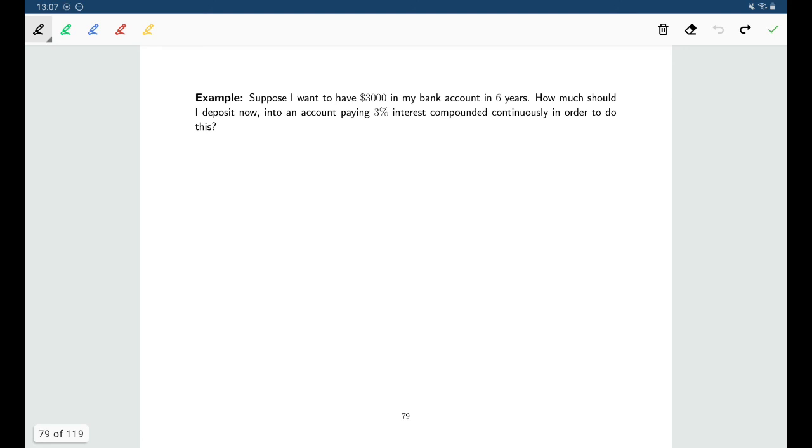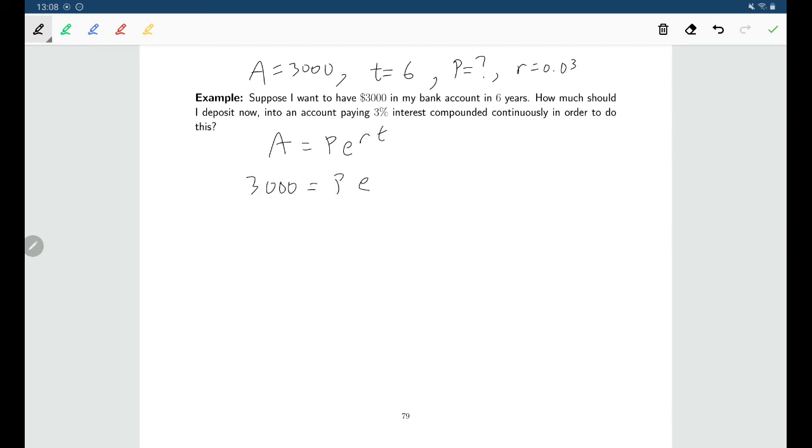All right, let's do one more. I want to have $3,000 in my bank account, so I want my final amount in the bank to be $3,000, and I want this to happen after 6 years. And I want to know how much I need to deposit now, what's my principal, into an account paying 3% compounded continuously. So let's figure out what our principal needs to be. We know that A is equal to P e to the RT, or 3,000 equals P e to the R times T, 0.03 times 6, that's 0.18.